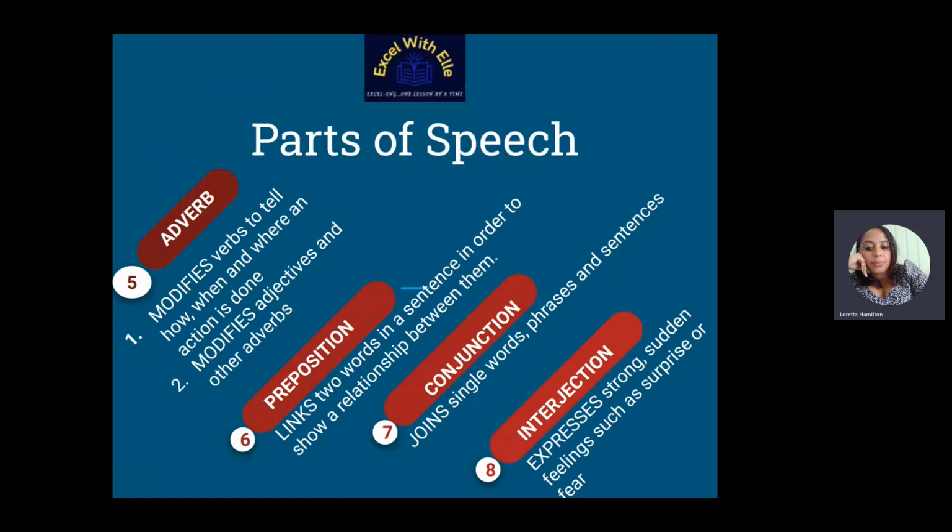Now, as we go along further and we have more lessons on parts of speech, these things will become clearer. For now, this is just an overview of the parts of speech.